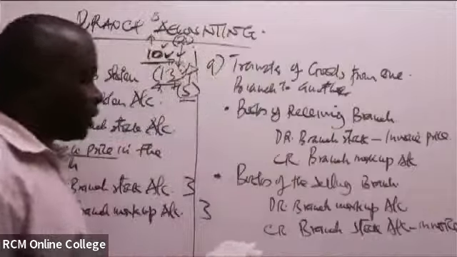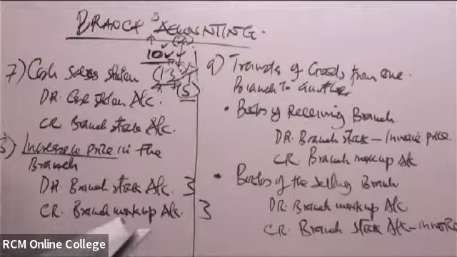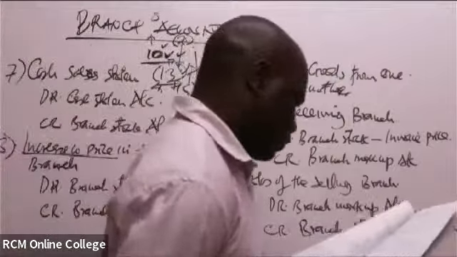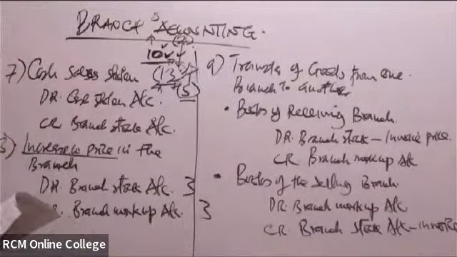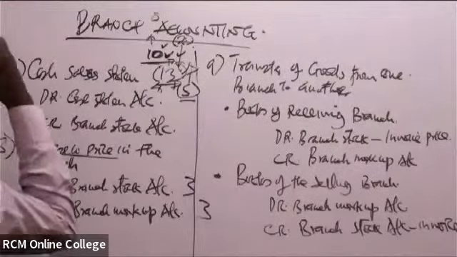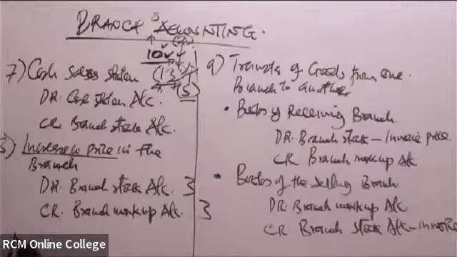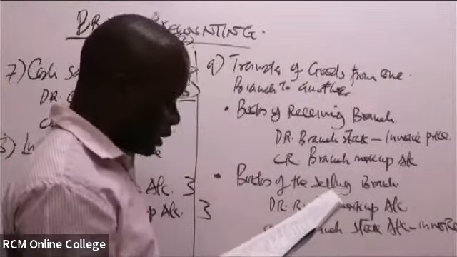And of course, when we do an illustration, we'll be able to see that the balancing figure will likely end up having to be the purchases figure. So you can write NB: the balancing figure in the goods sent to the branch accounts.